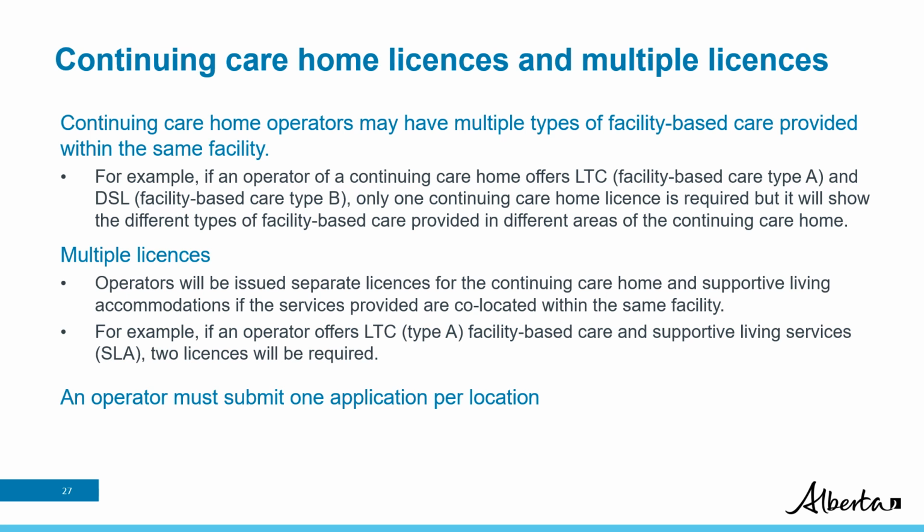An operator must submit 1 application per location. This means that facility-based care services and supportive living accommodation services provided are captured in 1 application form. For example, if your accommodation provides long-term care type A and designated supportive living type B, only one application is needed for the entire building. The application form would capture this information. Alberta Health will determine the licensing requirements.